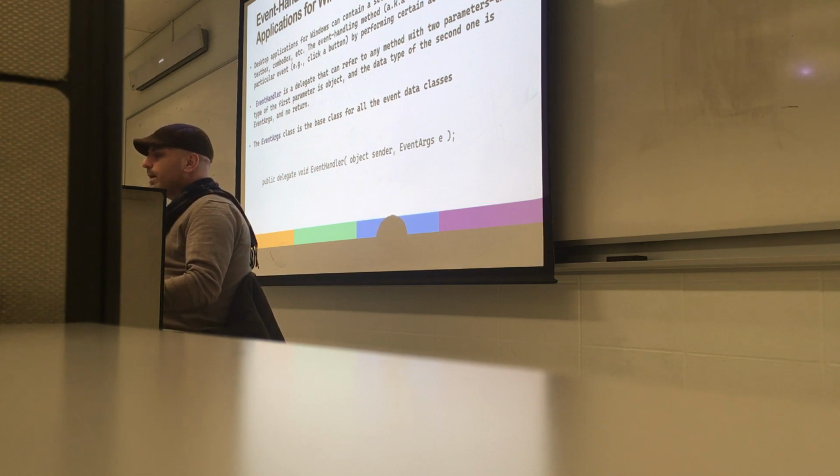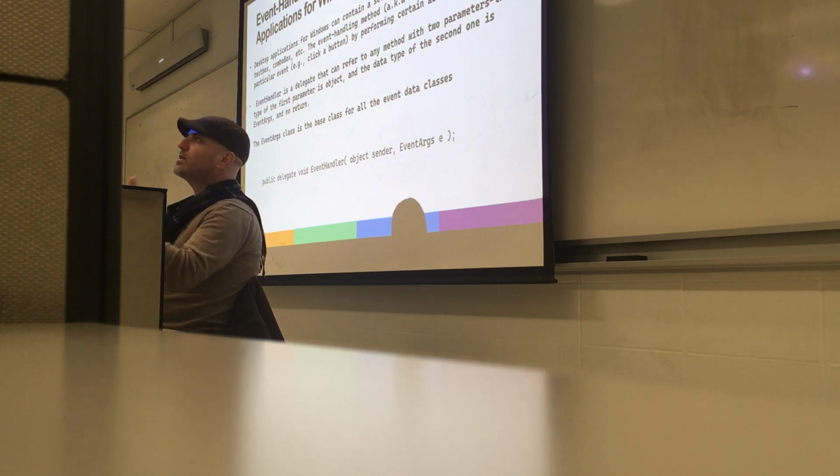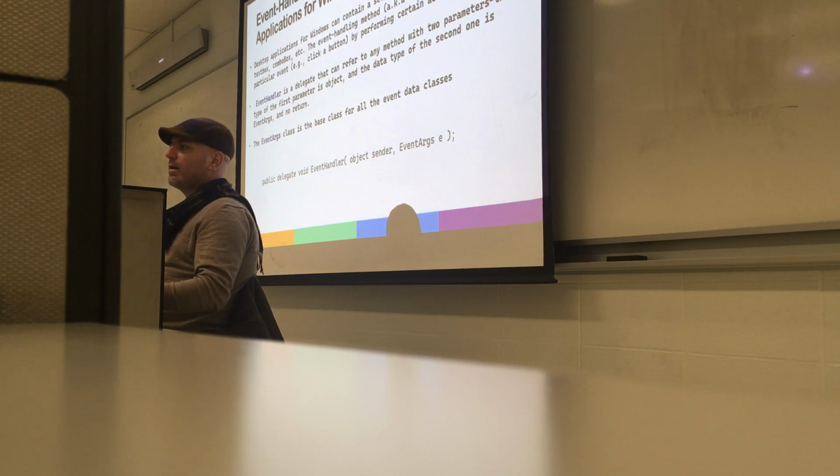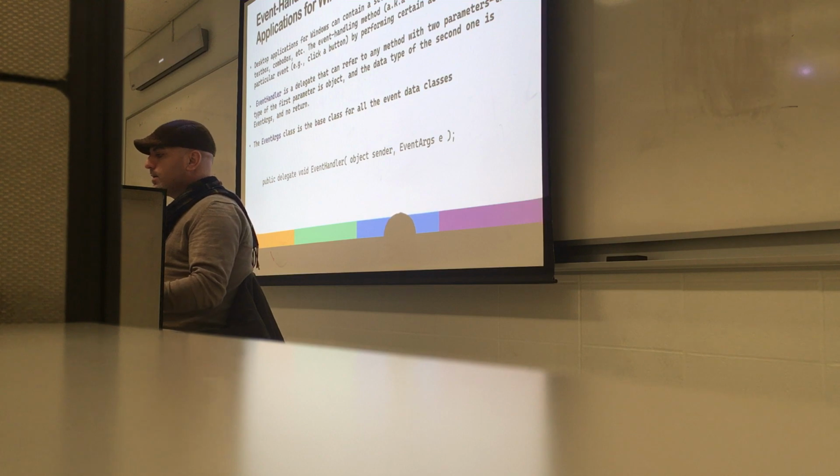So, the event handling mechanism of desktop applications for Windows. A desktop application for Windows can contain a set of controls such as button, text box, combo box, etc. There is also an event handling method. An event handler responds to a particular event, for example the click event. So I need an event handler. What is the event handler in my previous code? Putting text inside the text box. This is the event handler, performing certain actions.